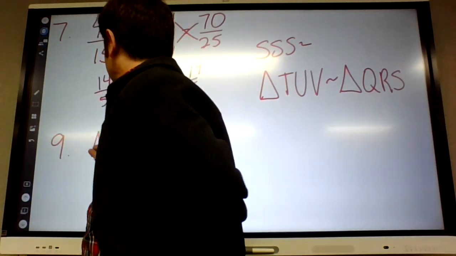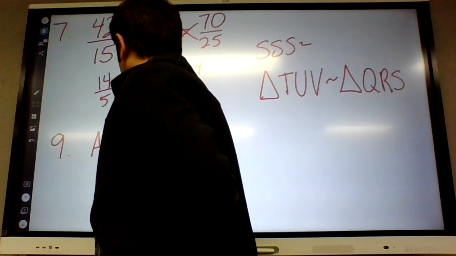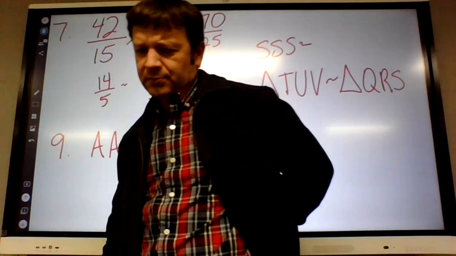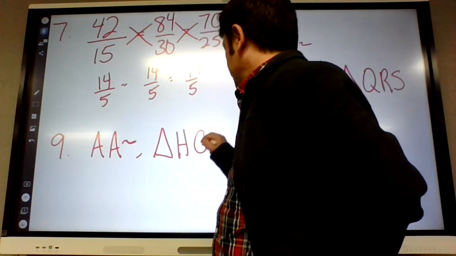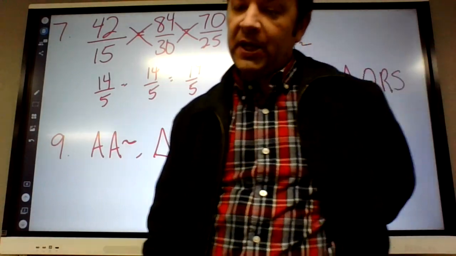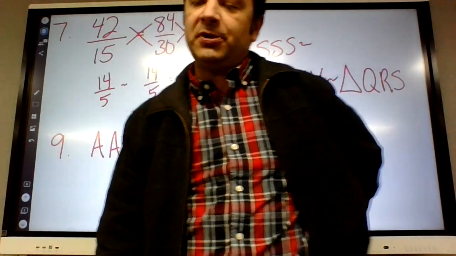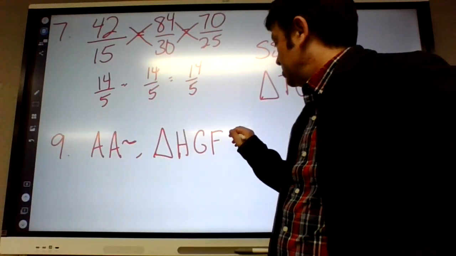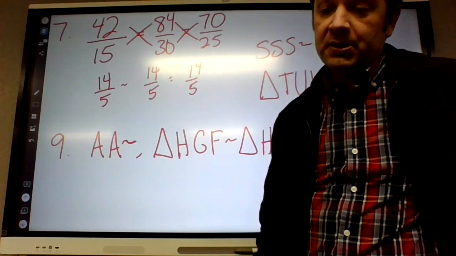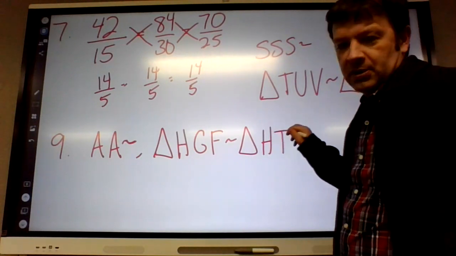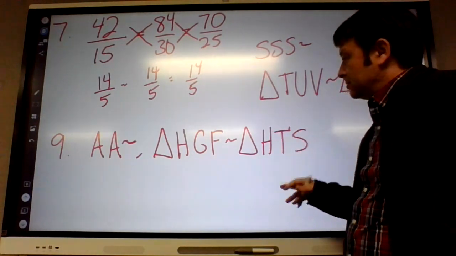So angle, angle, triangle HGF. So HGF, H on the right triangle matches what on the left triangle? H. G on the right triangle matches T, and that leaves S.